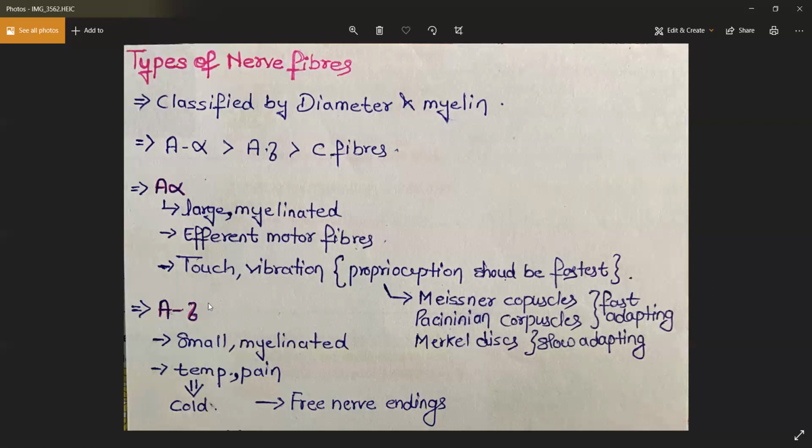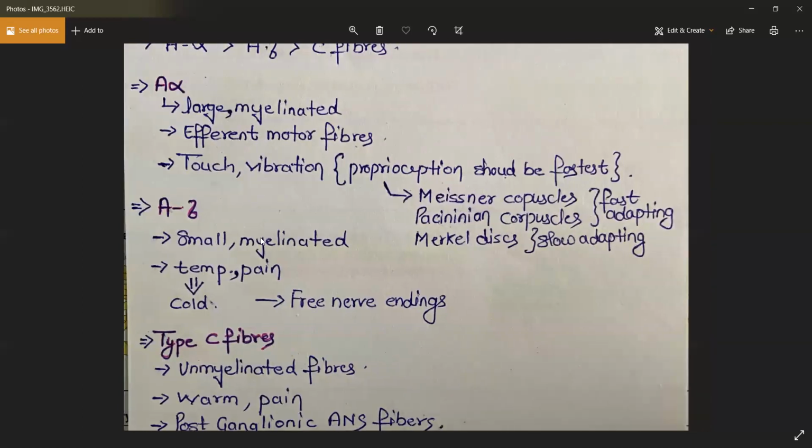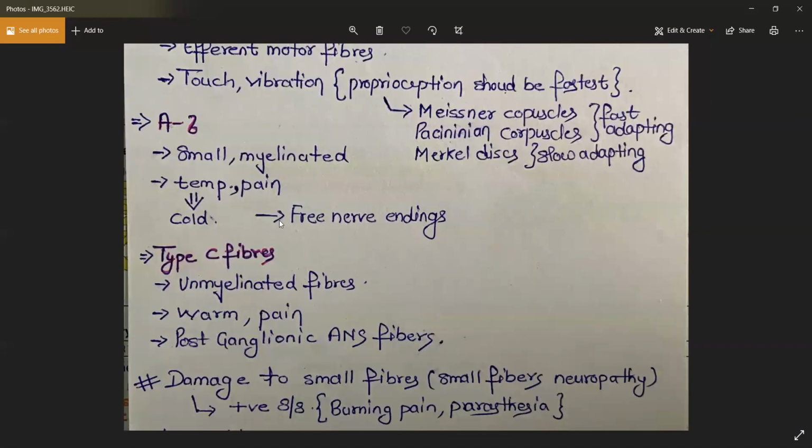Then you have the A delta fibers, which are small and myelinated. The temperature and the pain impulses are taken up by the A delta neurons. Basically, free nerve endings which sense pain and temperature transmit their impulses with the A delta fibers. Then you have the type C fibers, which are unmyelinated fibers. The cold temperature is sensed by the A delta fibers and the warm temperature is sensed by the type C fibers. The postganglionic autonomic nervous system fibers are also type C fibers.